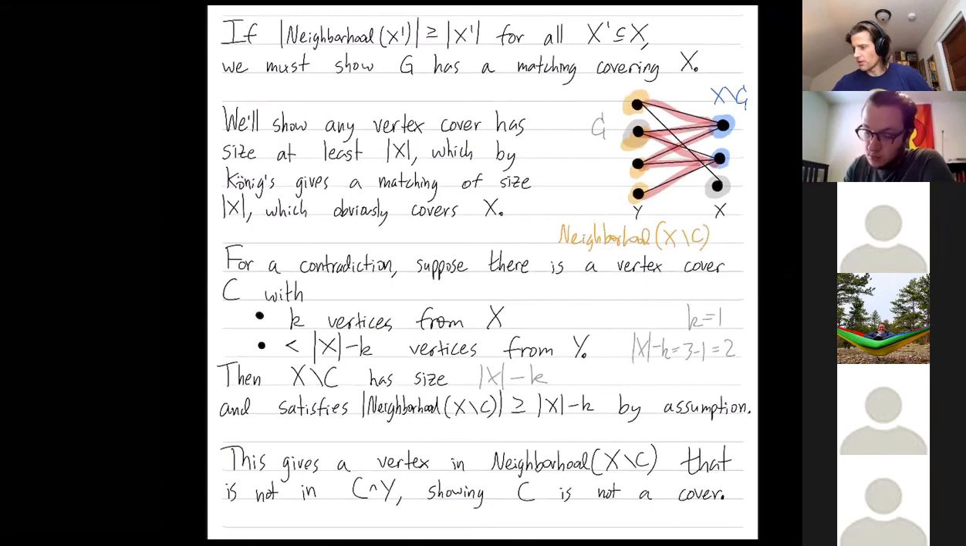So consider this bottom vertex on the left. This bottom vertex on the left is in the neighborhood of X minus C, but it's not in the cover. So that means I could extend it by an edge to connect it to some vertex of X minus C. So this vertex on the left was not in the cover. The vertex on the right is in X minus C, so it's not in the cover. So I found some edge that's not covered. And that's my contradiction.